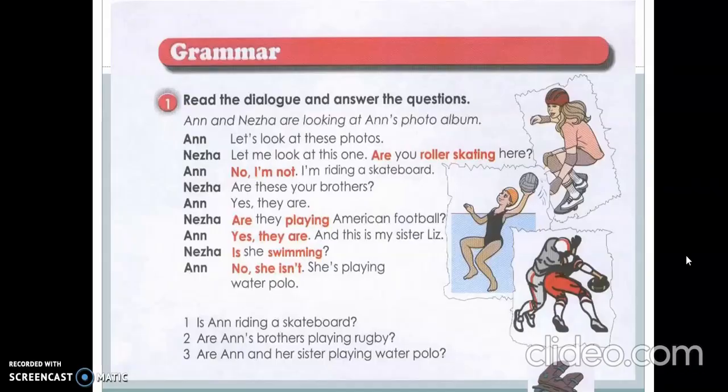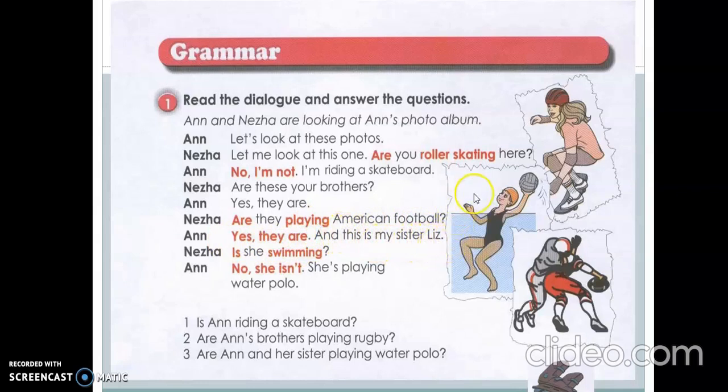In this picture as well, we have 2 people. They are wearing helmets. They are playing American football. As we can see, Anne answers, yes, they are. Yes, they are playing American football. And this is my sister, Liz.